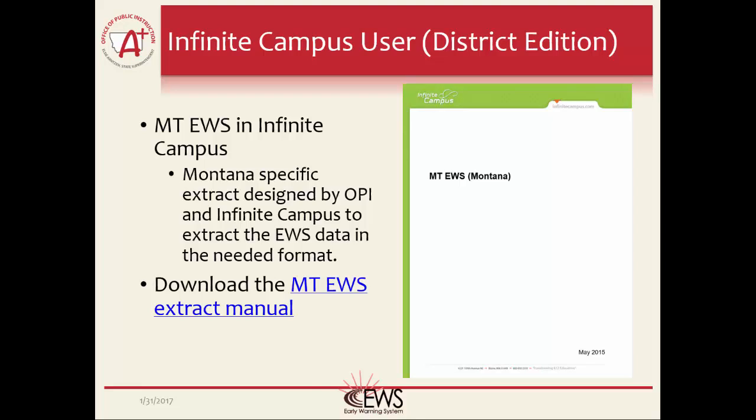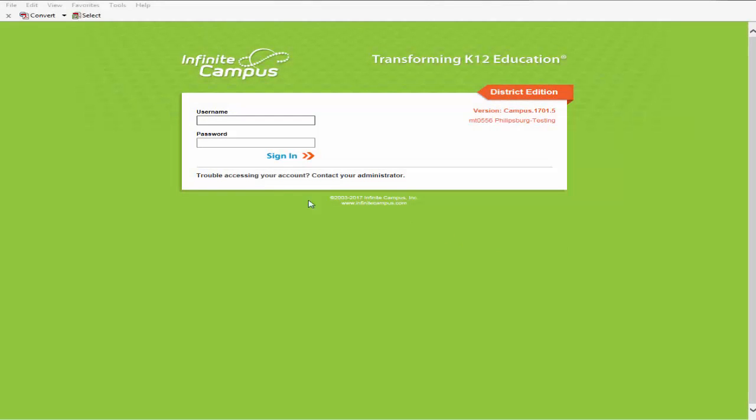One item of note on the setup needed for this to work correctly. There are several state reporting boxes that will need to be checked in order for the extract to work correctly. Checking these boxes does not mean that data will be reported to the state. It's just a requirement to create the extract file. We will now do a short demonstration of where to find the Montana EWS extract in Infinite Campus and the steps needed to extract the data.